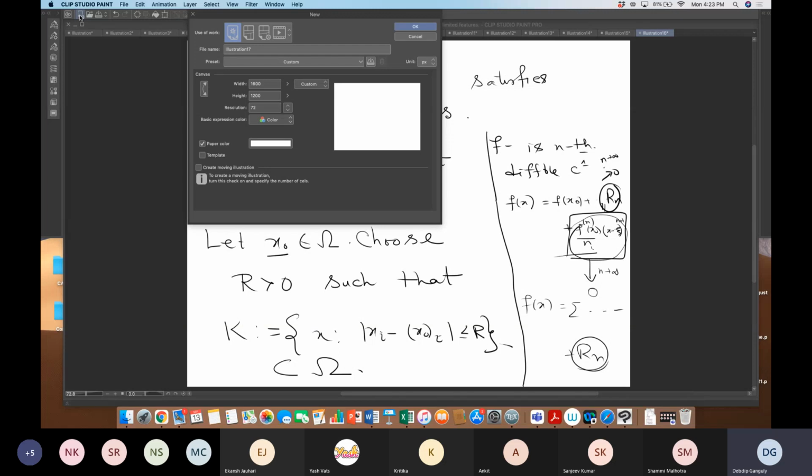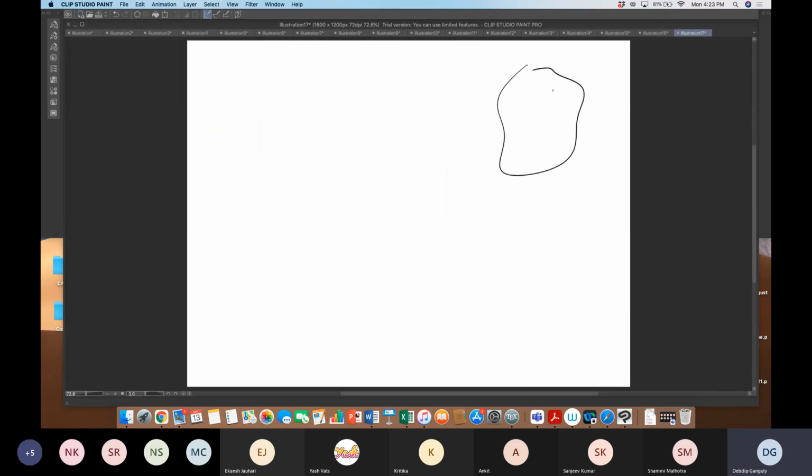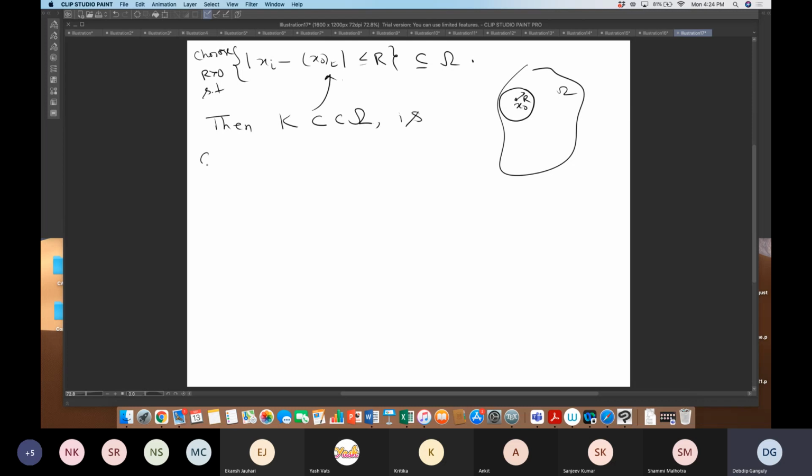So this is the scenario. Let's say this is your omega. You take any point x naught, find a ball around x naught, and there choose an R, choose R positive, such that |x minus x naught| is less than or equal to R. This set is contained in omega. You know what the meaning of that is. Then of course clearly this set K is a compact set.